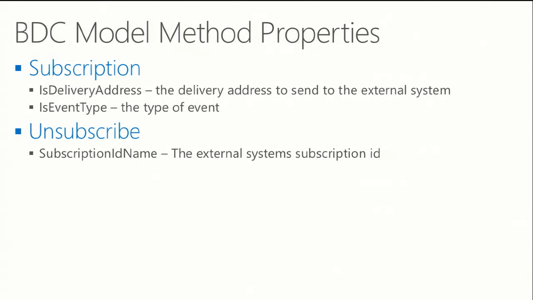Okay? So when we look at the subscribe method, it takes the delivery address and the event type. What's going to happen when I make a subscription is I'm calling out to somewhere saying, hey, I want to know about any changes, and I have to pass it an address that I have to send this message to. As part of that, the delivery address is that URL. And it's actually a CSOM endpoint that we're going to see. I'm going to do a demo of this whole thing.